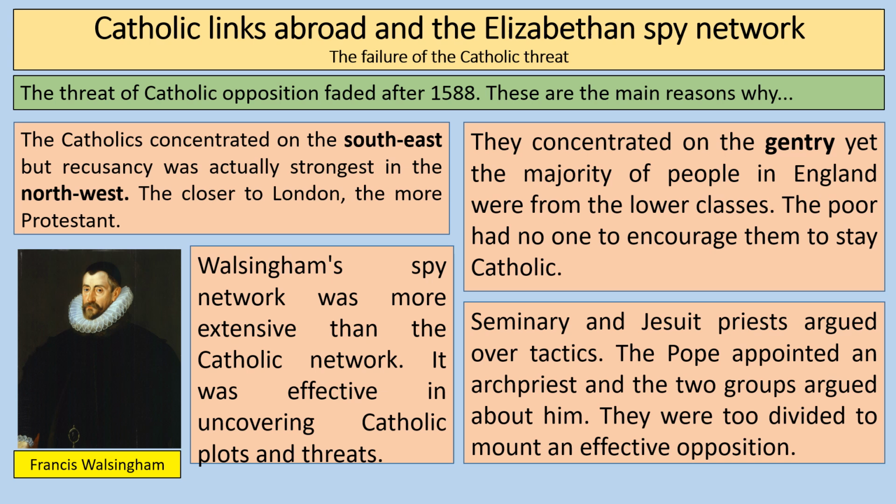Seminary and Jesuit priests also argued over tactics. The Pope appointed an archpriest, and the two groups argued about him. They were too divided to mount an effective opposition. So that's why the Catholic threat really began to fail.